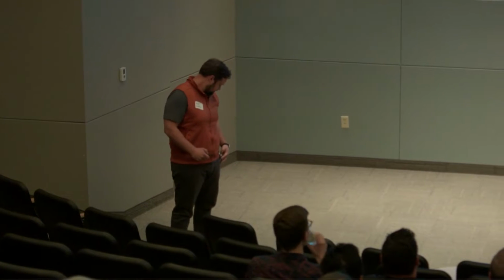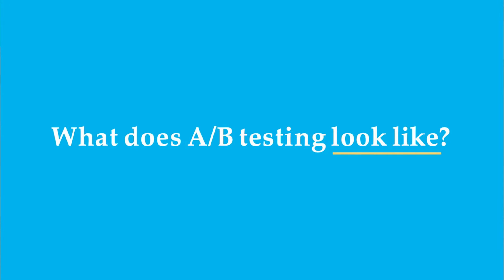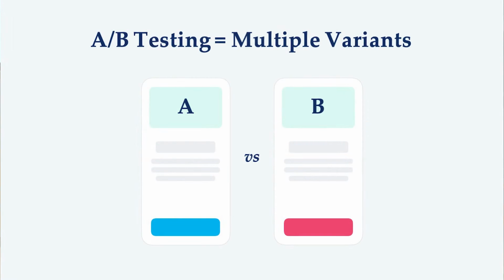Okay, so now that we know what exactly A/B testing is definition-wise, I put together a visual of what it looks like for us to walk through together. So what does A/B testing look like? Well, if you simplify it down even more, like Matt was just covering, it basically means that you're testing 2 variants against each other to see which one wins.